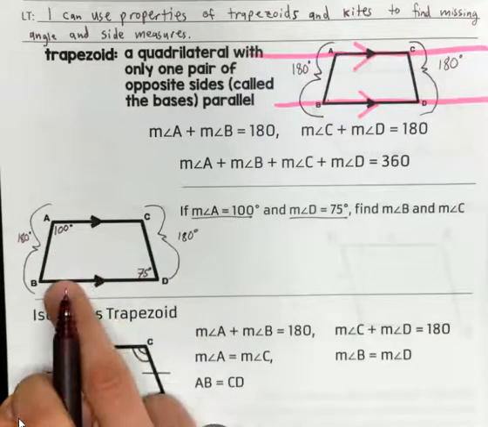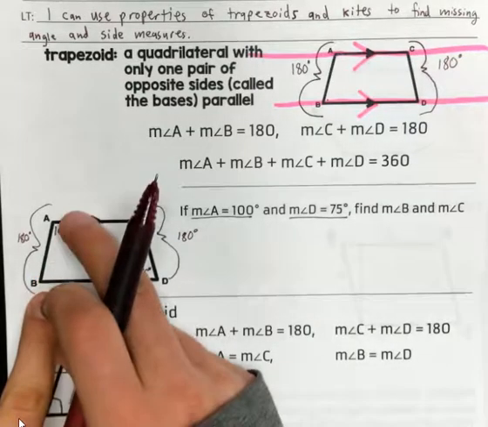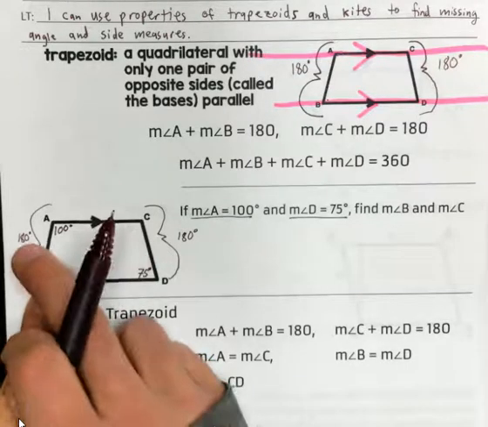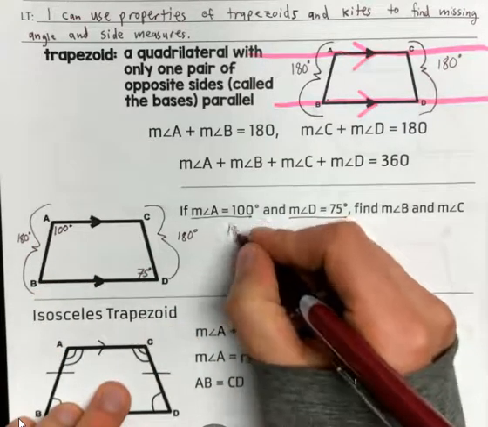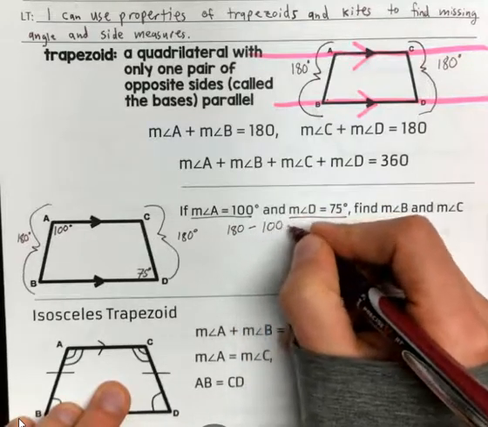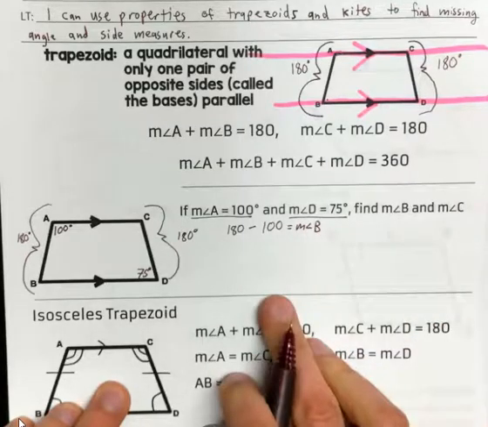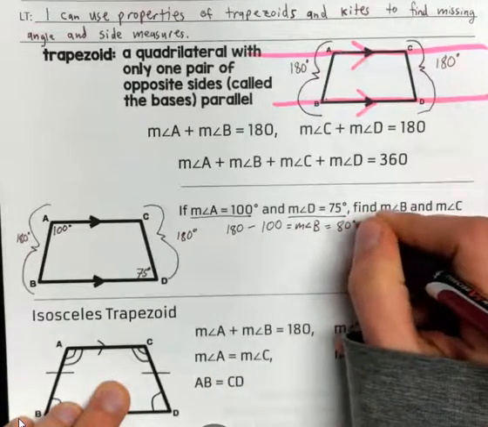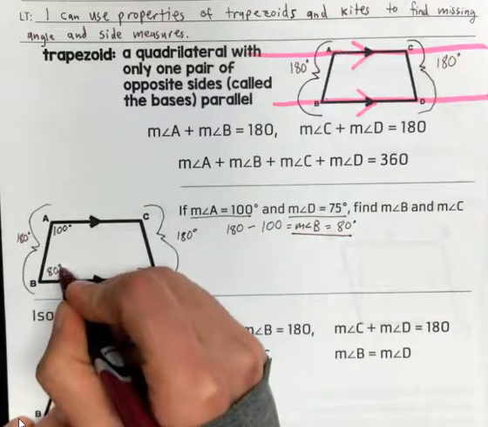So how do I find measure of angle B? Well, if angle A and angle B have to add up to 180, then 180 minus angle A gives me angle B. So 180 minus 100 equals measure of angle B, right? And 180 minus 100, that is 80 degrees, right? So there we have our answer. This is 80 degrees.